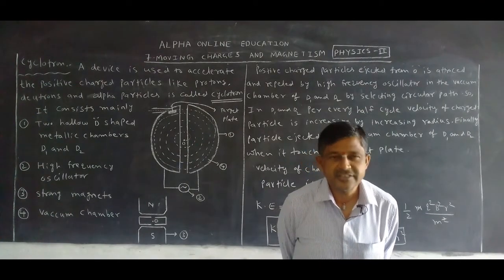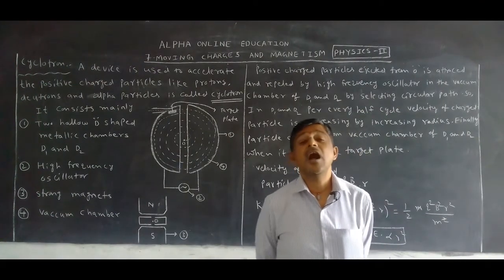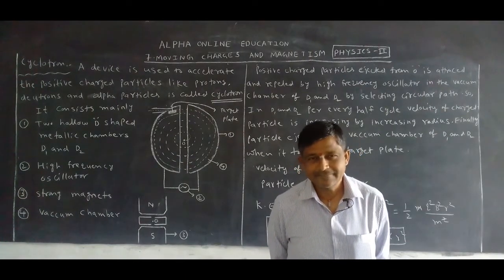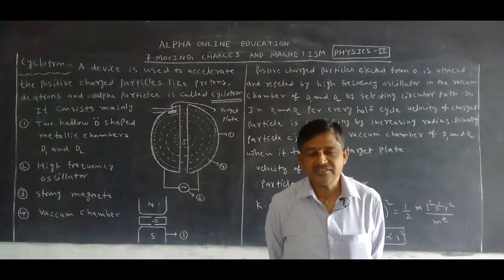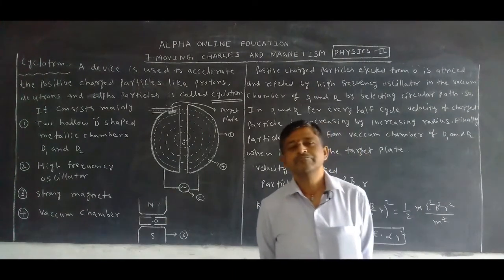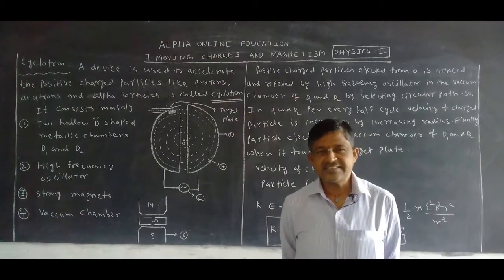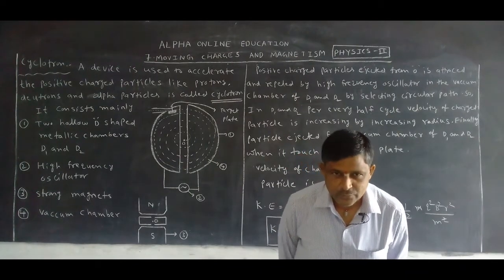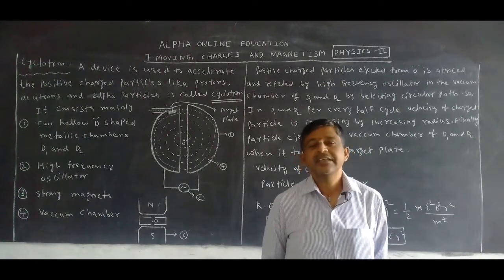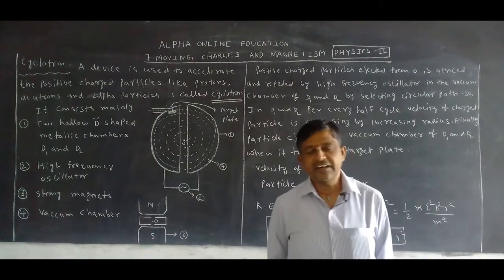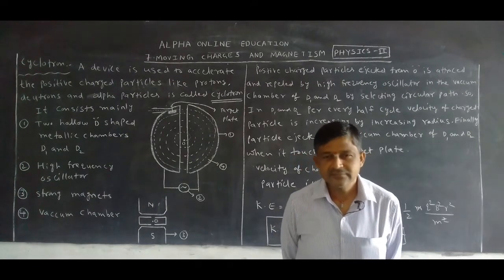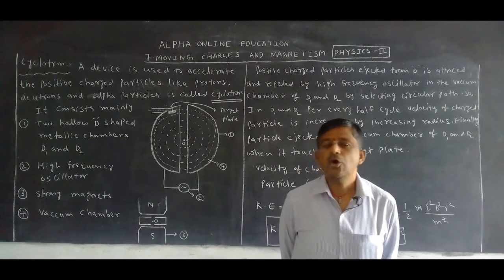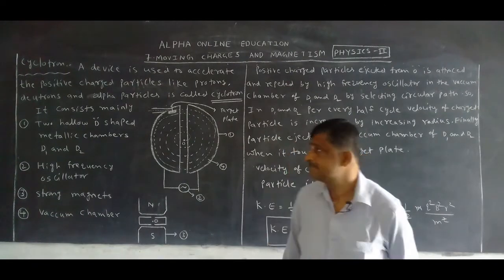The same word is used by the scientist Lorentz, and he designed one instrument. That instrument is called the cyclotron. Cyclotron is designed by the scientist Lorentz. With the help of this instrument, he increases the velocity of the charged particle by increasing the radius. How is it? Now we want to see.